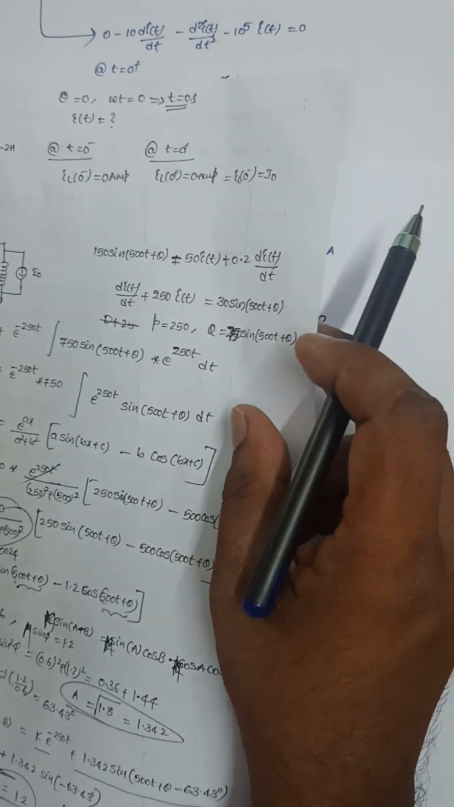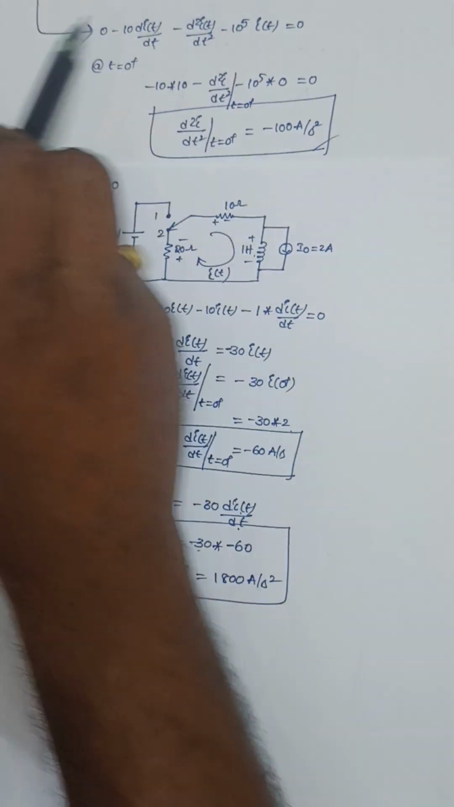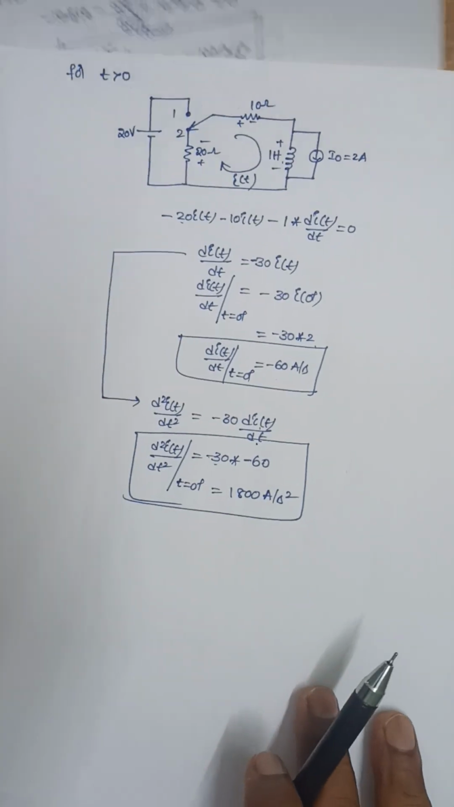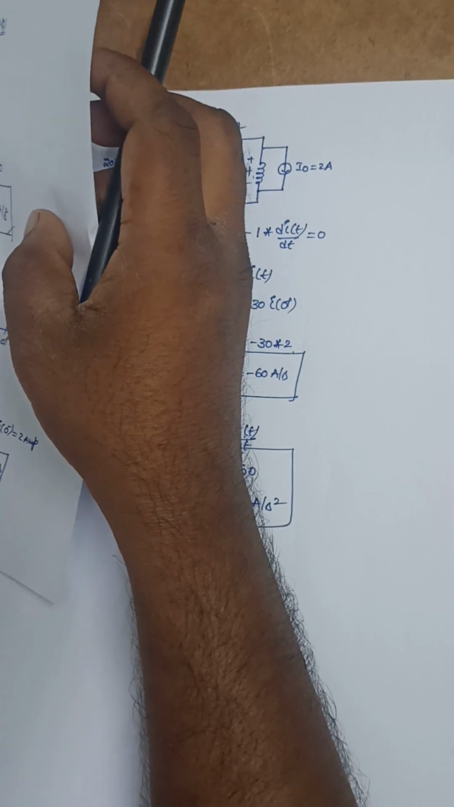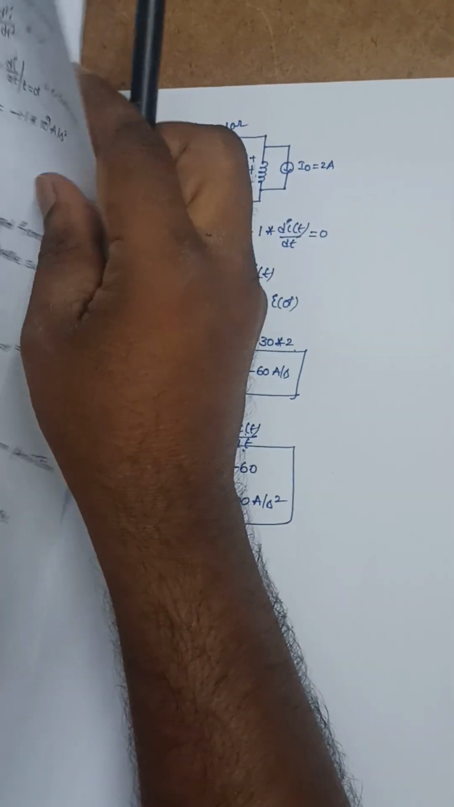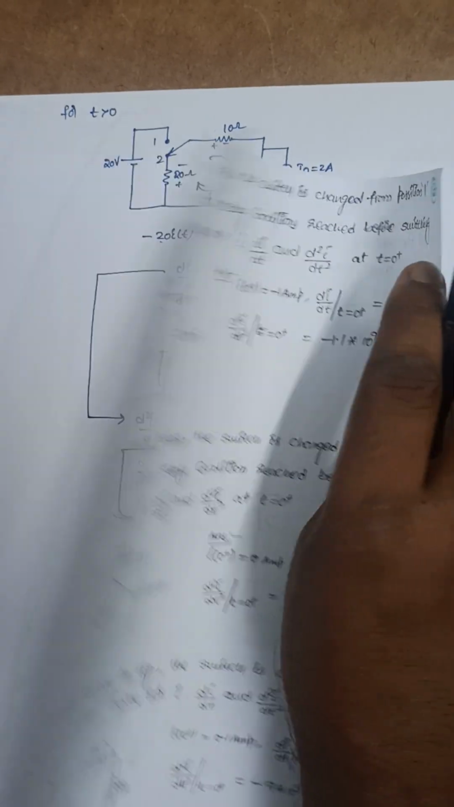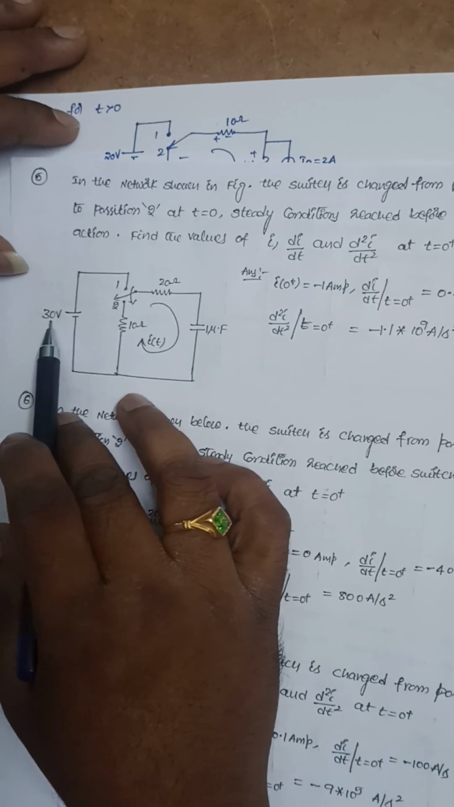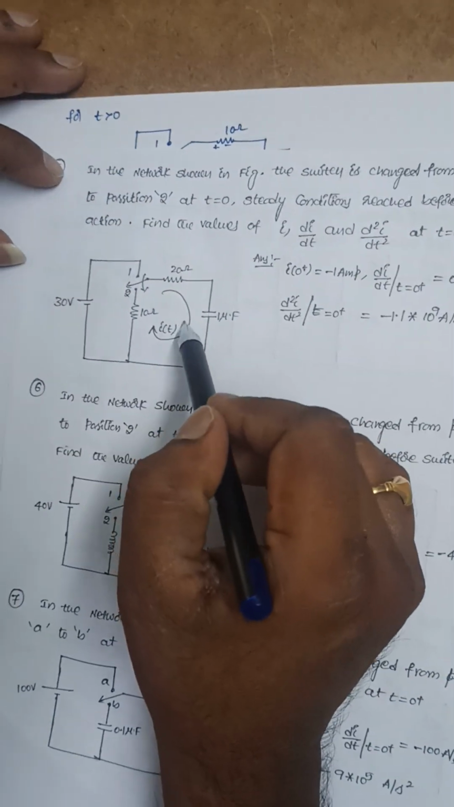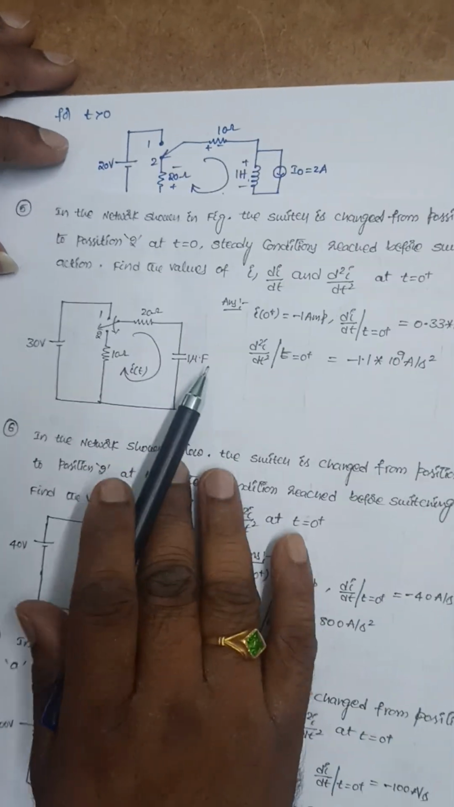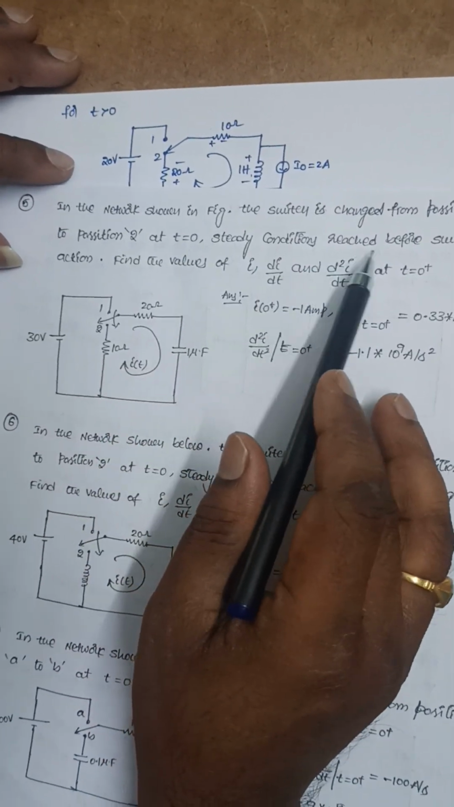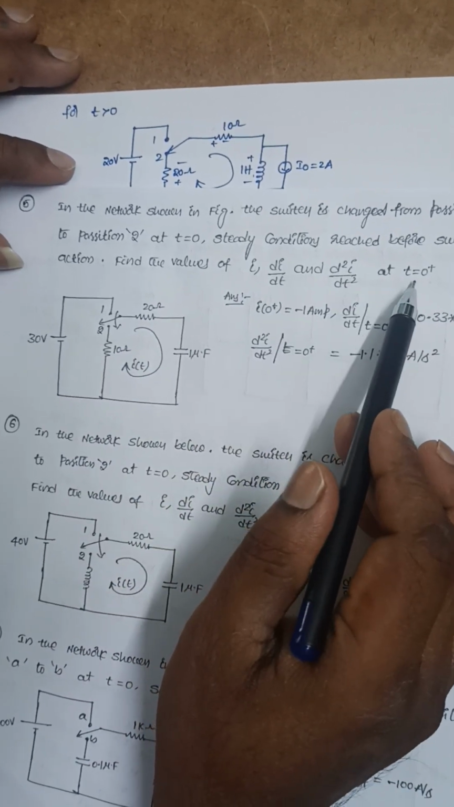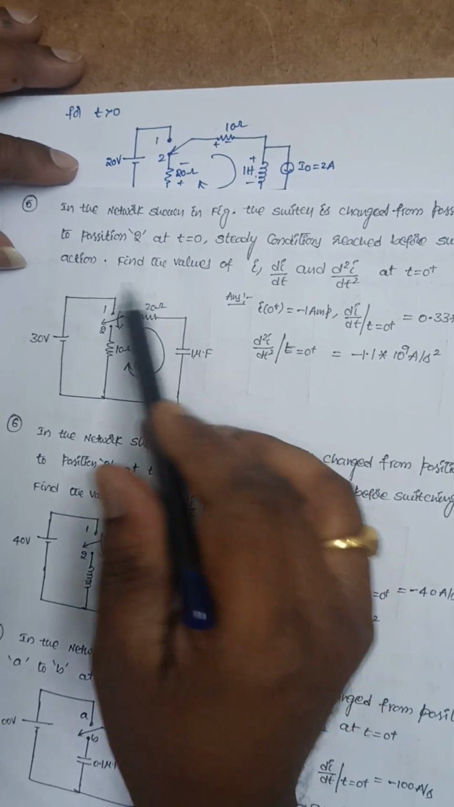Next, the fifth question. The same question, but instead of an inductor it is a capacitor, and the values of the resistance and voltages are changed. In the network shown in the figure, the switch is changed from position 1 to position 2 at t equal to 0. Steady conditions are reached before the switching action is done. Find the values of i, di/dt and d square i/dt square at t equal to 0+. So this is the circuit.